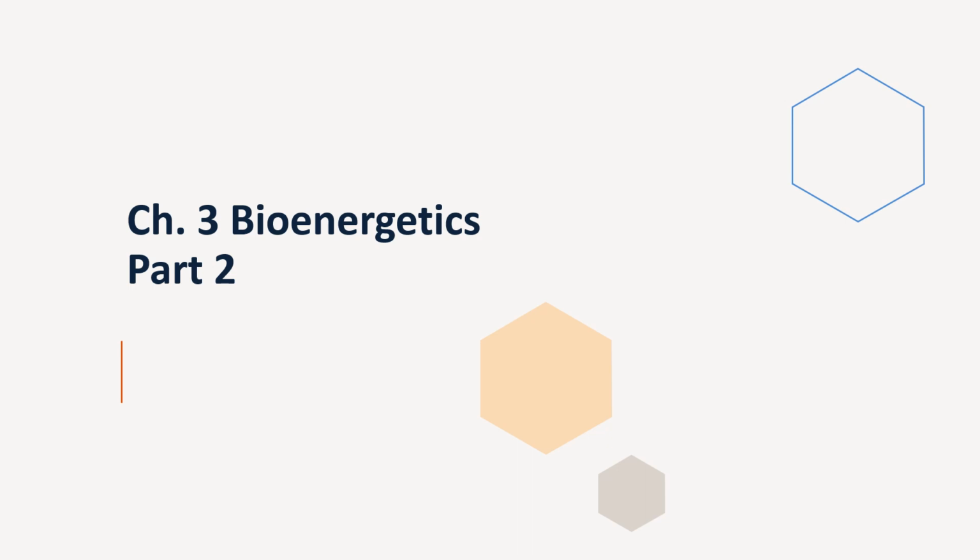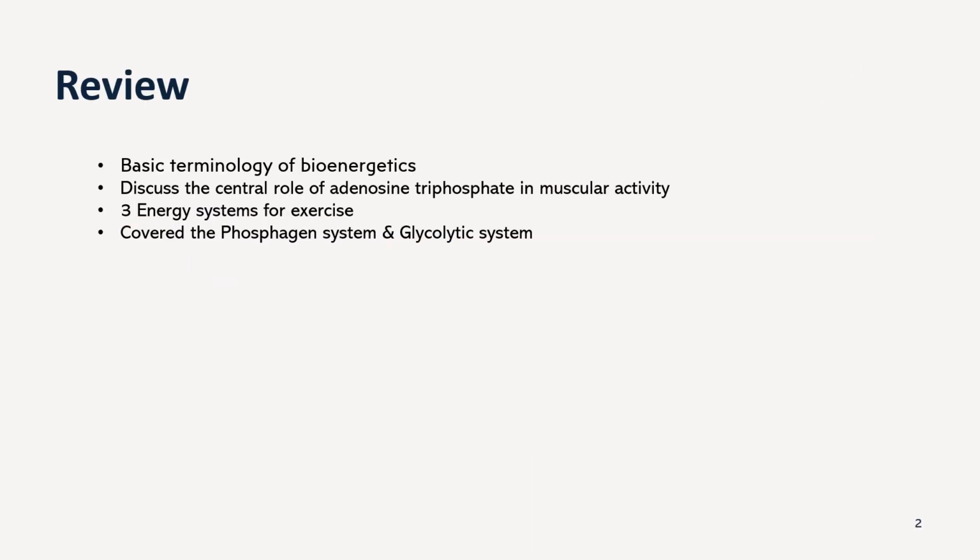Today we are continuing our conversation in chapter 3 over bioenergetics. This is part 2. So in our previous conversation, we talked about the terminology behind bioenergetics. We also discussed the central role of adenosine triphosphate or ATP in muscular activity. And we talked about the 3 energy systems for exercise and really covered more of the phosphagen system or PCR and glycolytic system. Today we're going more into the oxidative system.